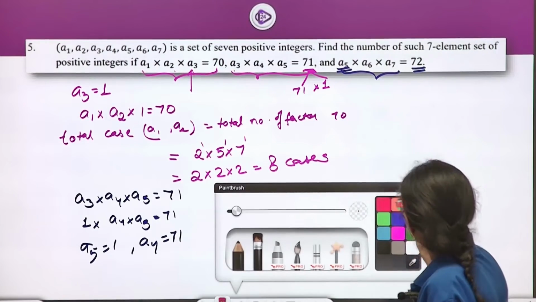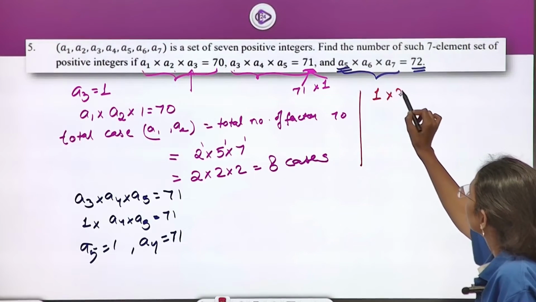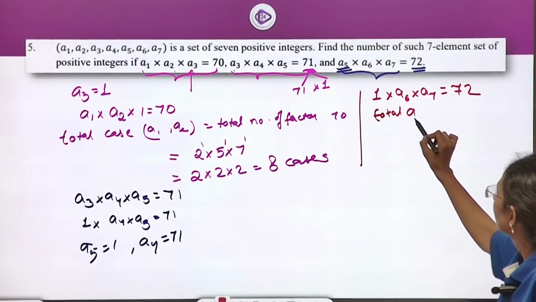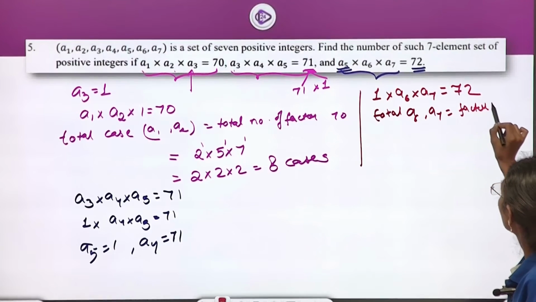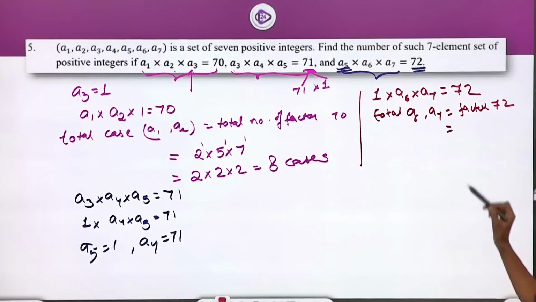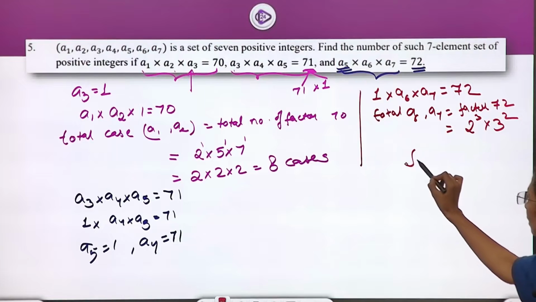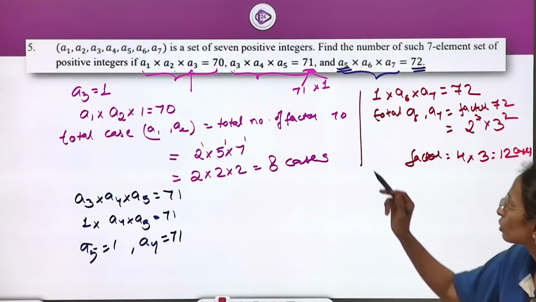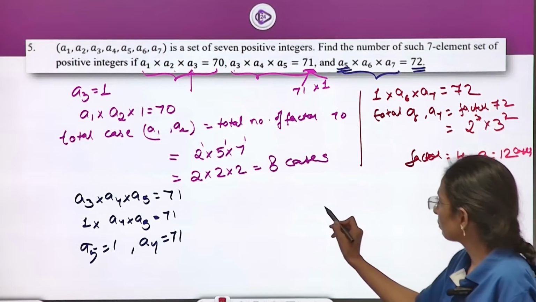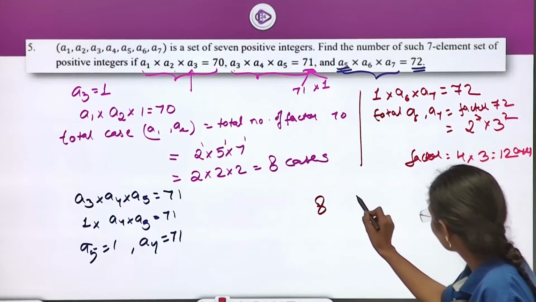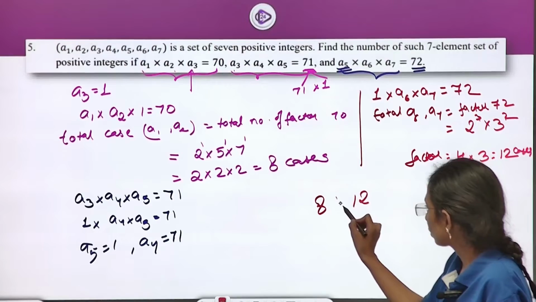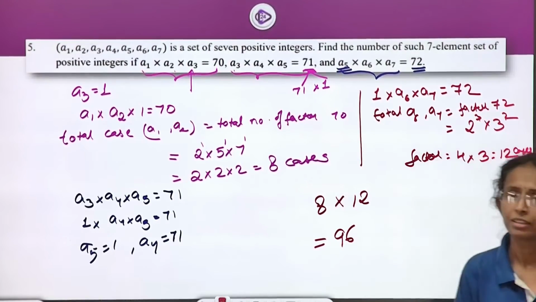Now coming to this third case, A5 is 1, so 1 into A6 into A7 is equal to 72. The total cases of A6 and A7 is equal to the number of factors of 72. Now 72 can be written as 2 cube into 3 square. So the number of factors is 3 plus 1, which is 4, into 2 plus 1, which is 3, that is 12. So there are 12 cases for A6 and A7. The total set of positive numbers will be 8 for A1, A2 and 12 for A6, A7, with A3, A4 and A5 fixed at one case each. So the total is 8 into 12, that is 96.